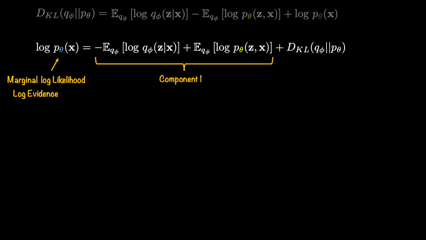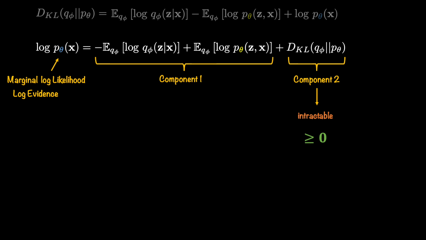First, let me assign two labels to the right hand side. I am labeling the first two terms as component 1 and the third term as component 2. What is sure is that I cannot compute KL, the second component. We know this from the start. But there is an interesting property that I know that KL divergence possesses, which is that it can never be negative.